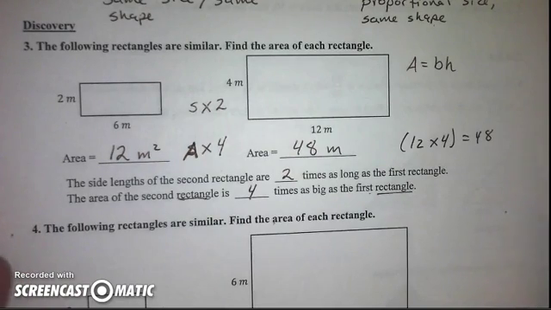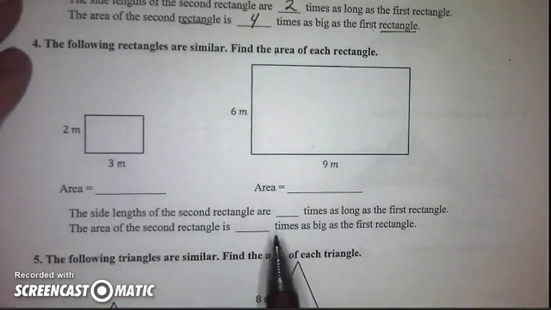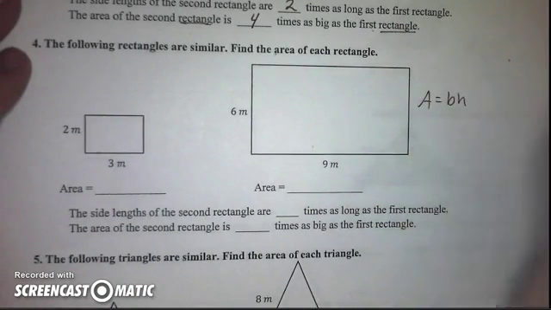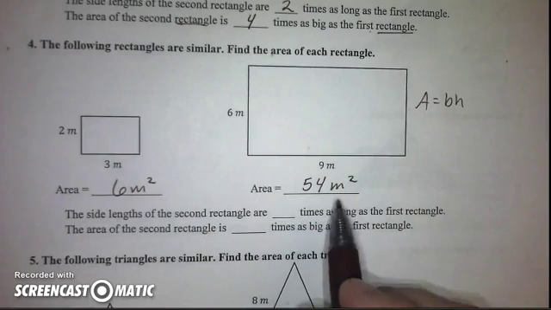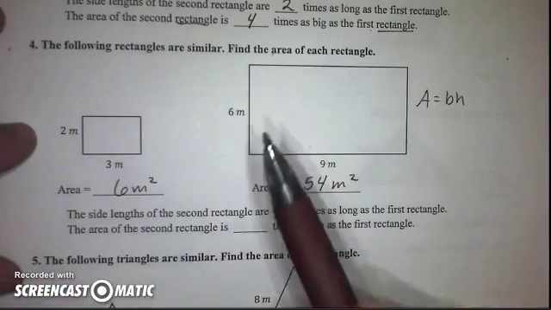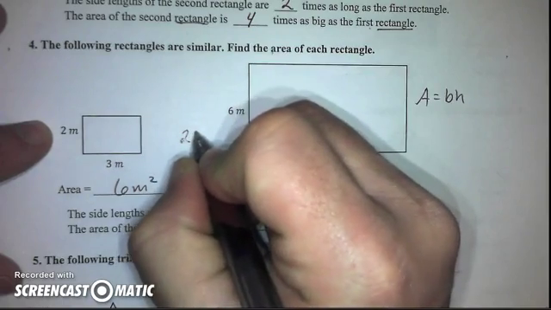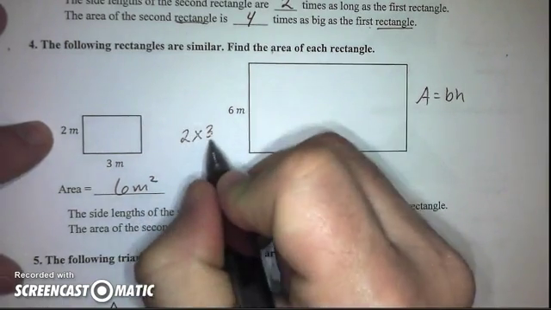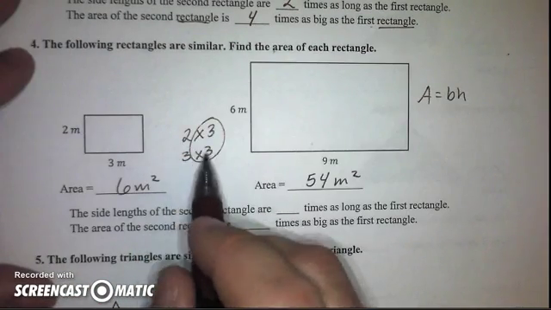Okay? So let's try and take a look at number 4. We again have two similar rectangles. I want you to find the area of both. Okay, remember area is base times height, and this is what we should get. The area of the first rectangle is 6 square meters. The area of the second is 54 square meters. So once again, you'll notice that we change our sides by a certain factor. In fact, we take our sides. 2 turns into a 6, so that is multiplied by 3. Okay, and 3 turns into a 9, so that is multiplied by 3. So we take sides and multiply by 3.